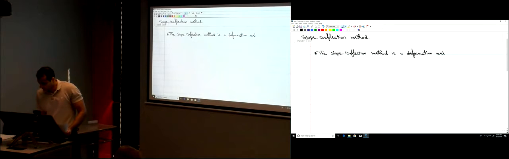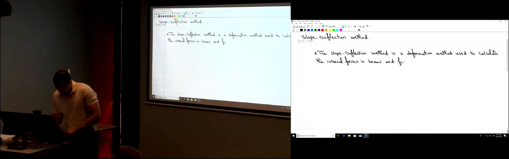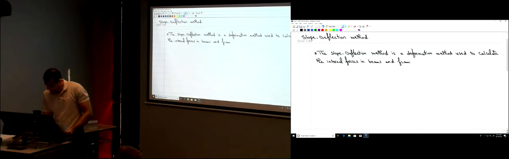So the slope deflection method is a deformation method used to calculate the internal forces in beams and frames generally. You can use it for determinate or indeterminate beams, okay?